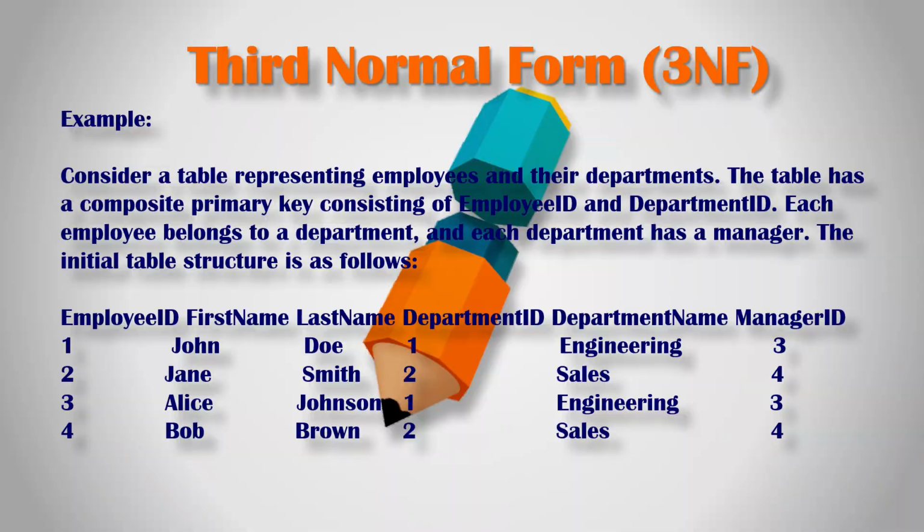Example: consider a table representing employees and their departments. The table has a composite primary key consisting of employee ID and department ID. Each employee belongs to a department, and each department has a manager. The initial table structure is as follows: employee ID, first name, last name, department ID, department name, manager ID. John Doe 1, Engineering 3, Jane Smith 2, Sales 4, Alice Johnson 1, Engineering 3, Bob Brown 2, Sales 4.